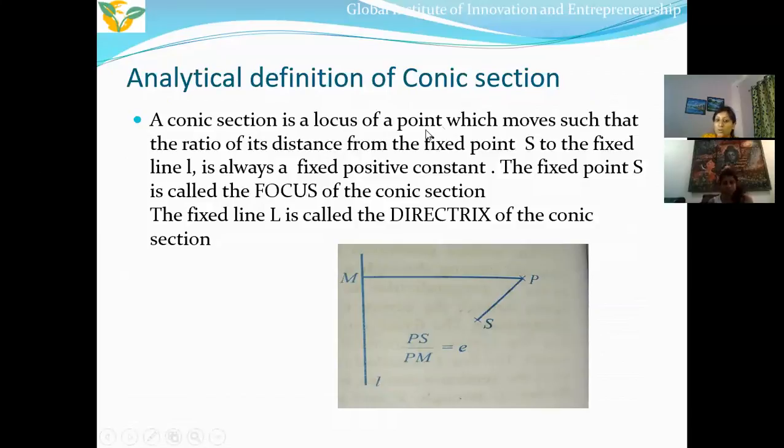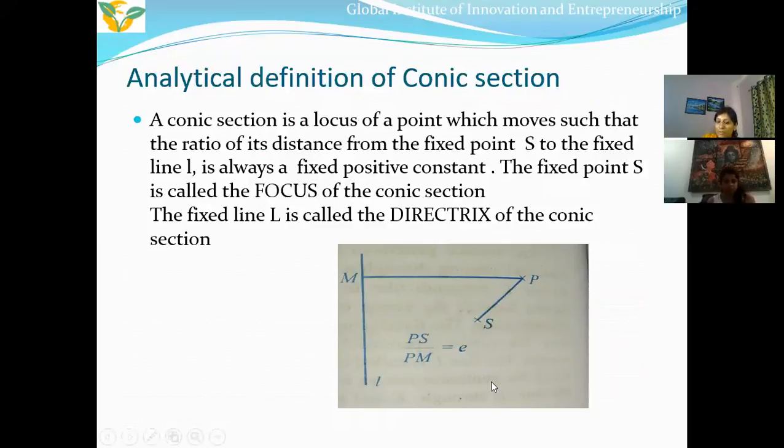So a conic section is a locus of a point which moves such that the ratio of its distance from the fixed point S, as you can see in this image, is called a fixed point S. We are fixing this particular point S to the line L. Now we are naming this line L. The ratio is always a fixed positive constant. The fixed point S is called the focus. That is, we are naming this point the focus. The fixed line is called the directrix. This line is named the directrix.